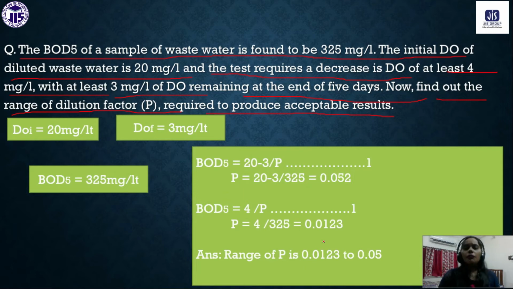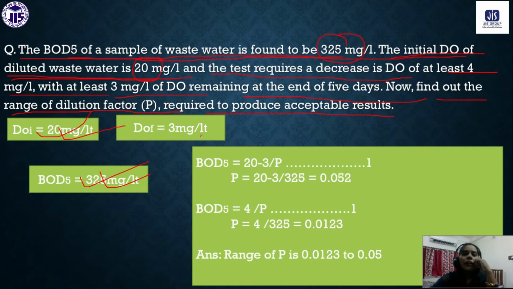There is a lot of data given. So first of all, one by one we will see what data are given. In the first sentence, the BOD5 of a sample of wastewater is found to be 325 milligram per liter. That means the BOD value is given. Checked, 325 milligram per liter. Now, the initial dissolved oxygen of diluted wastewater is 20 milligram per liter. Okay, the initial value is given.